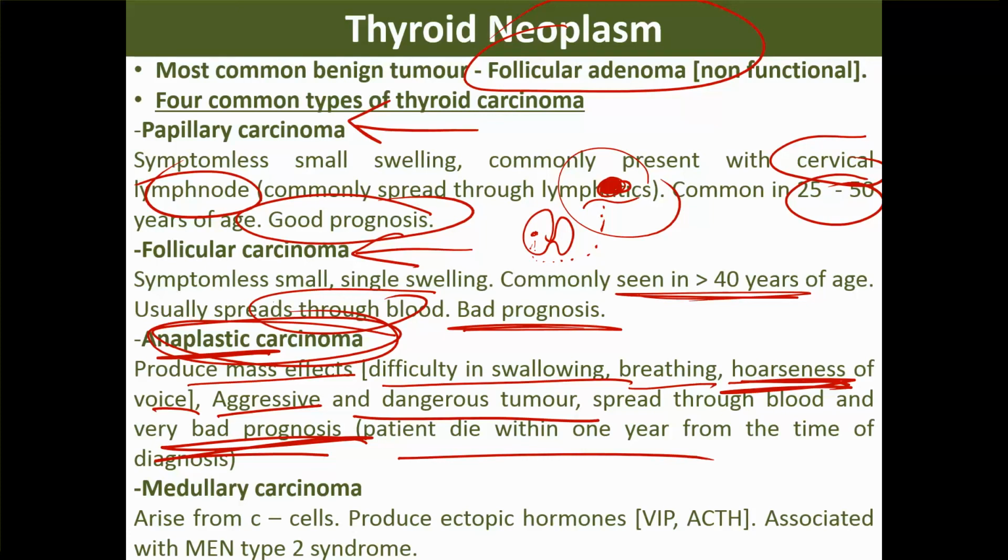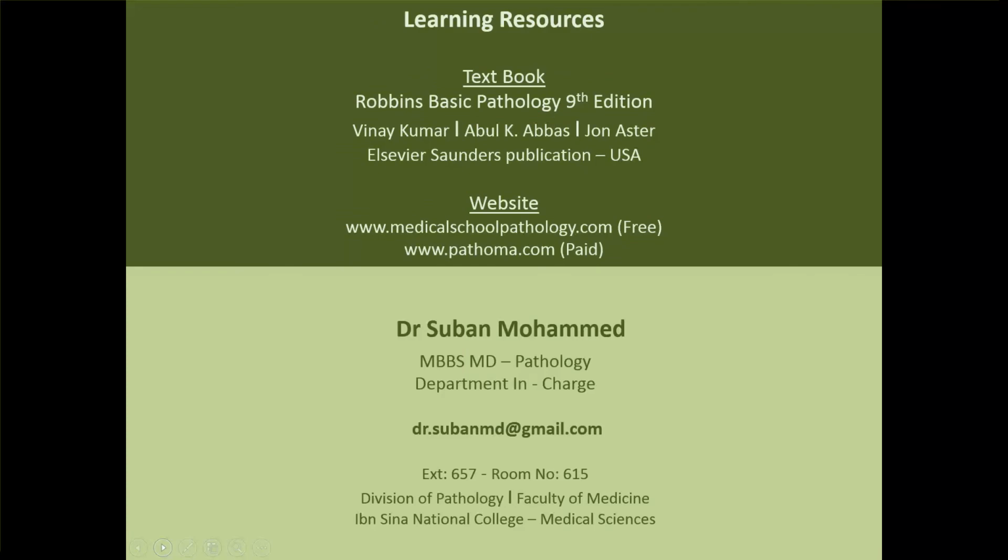Medullary carcinoma comes from the C cells. They produce a lot of ectopic hormones like vasoactive intestinal polypeptide and adrenocorticotrophic hormone, and they produce the effects of those hormones. Usually they are associated with multiple endocrine neoplasia type 2 syndrome. This ends the screencast for thyroid gland pathology.